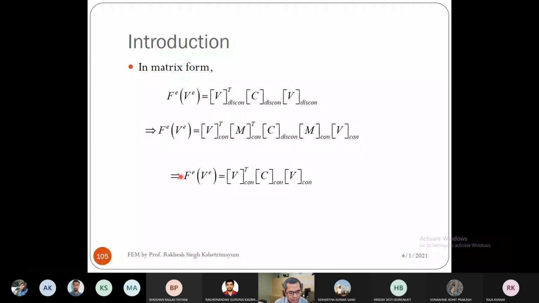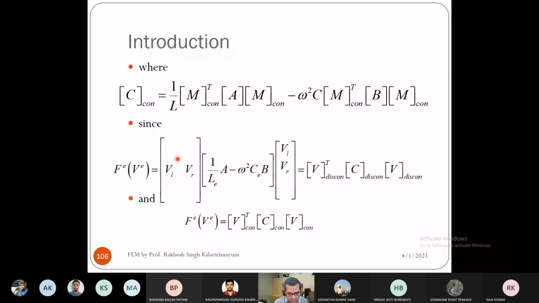So finally, what you're getting is the functional is equal to B connected transpose, then this whole thing inside, which we call the connected coefficient matrix, multiplied with B connected. So this whole thing here: when you pre-multiply the disconnected coefficient matrix by the transpose of the connection matrix and post-multiply by the connection matrix, you get C connected. This is the coefficient matrix of the connected or global system.